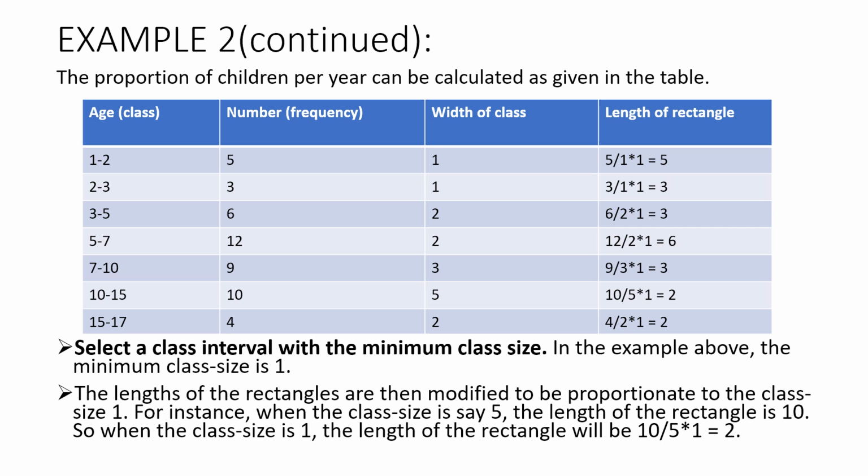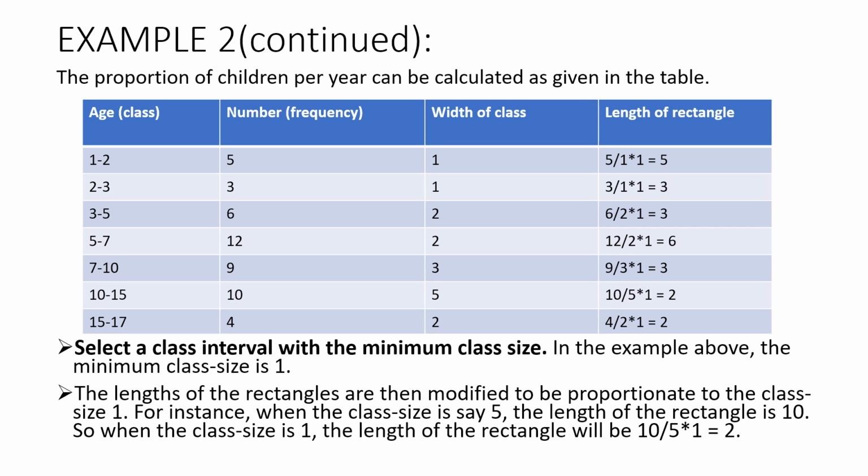Now, frequency is given to you. The width of the class you find out by subtracting the lower limit from the upper limit. For the first class it is 2 minus 1, which is 1. For the third class it is 5 minus 3, which is 2. For the second last class it is 15 minus 10, which is 5. Now select the class interval with the minimum class size. In the above example we know that the minimum class size is 1.